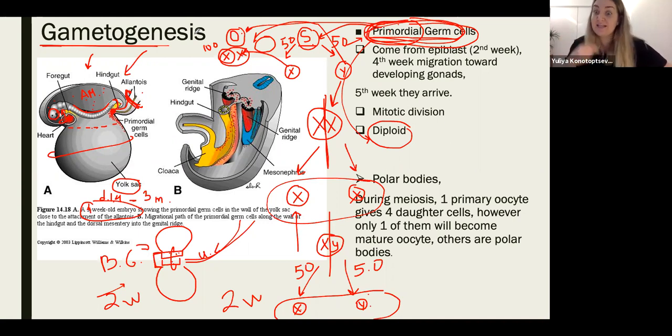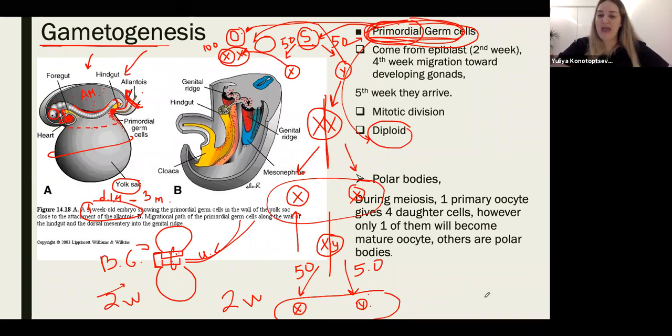Because if you say that it has X and Y, you're saying that this cell is diploid. But spermatozoas, I repeat, are haploid. So inside of themselves, they can either have X or Y chromosome. So 50% of spermatozoas in men have X, 50% have Y. As a result, the sex of the human being, the gender, depends on the spermatozoa. It depends which chromosome it is carrying.